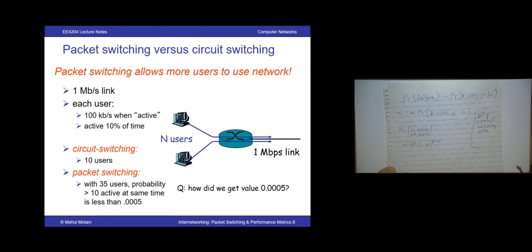Yeah, because this is a choice of k users. But then the question is, given 35 users, how many choices of k users are there? That's a combinatorial question. So this whole thing is multiplied by 35 choose k. Okay?